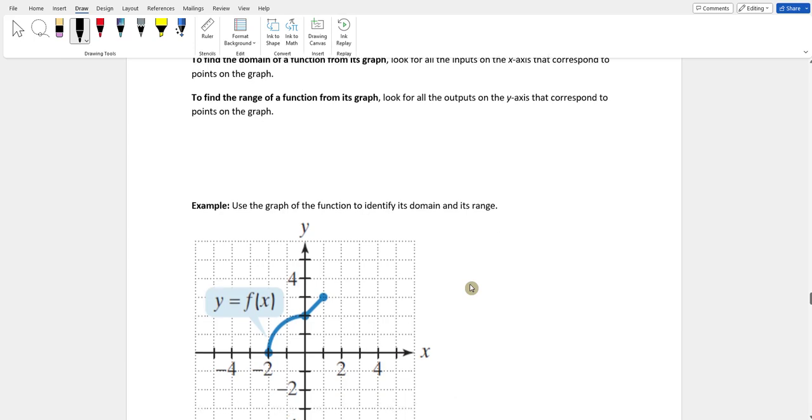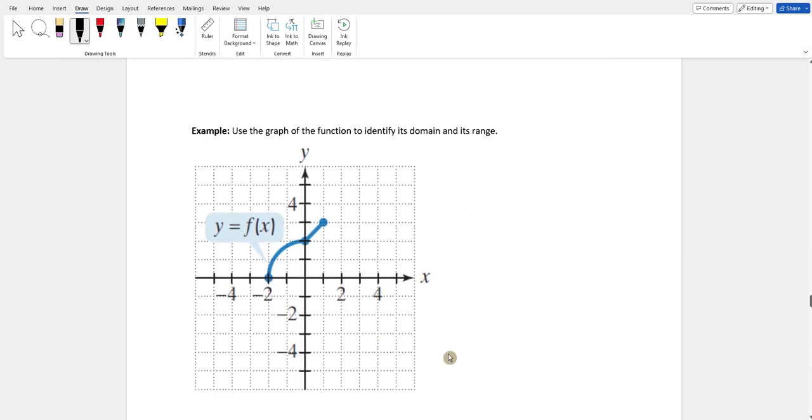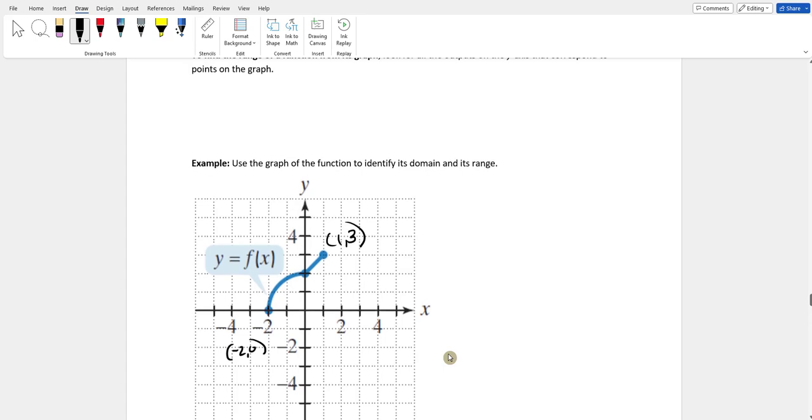So if you look at this first graph, I'm just going to look at the endpoints. So I'm going to look at this point here, that's negative 2, 0, and then I'm going to look at this point here, which is 1, 3. When you do these graphs, if you have closed circles, we're going to use brackets when we write it out in interval notation. If you have open circles, we're going to use parentheses. So in this case, I'm just looking at the endpoints.